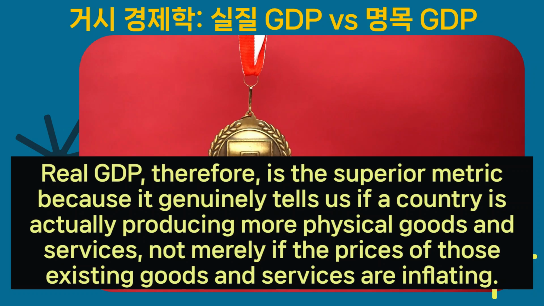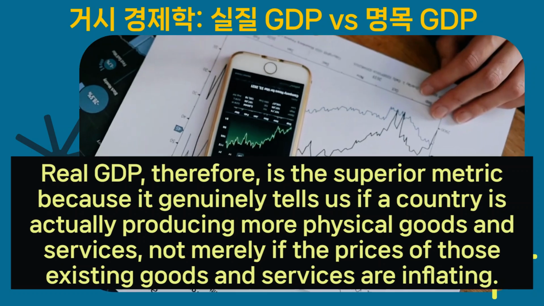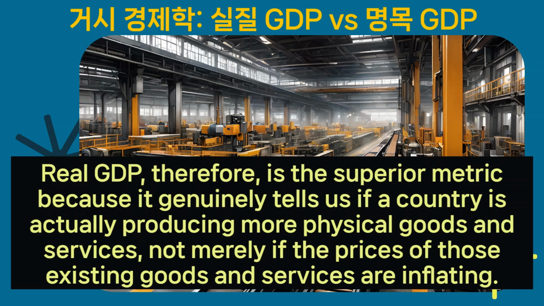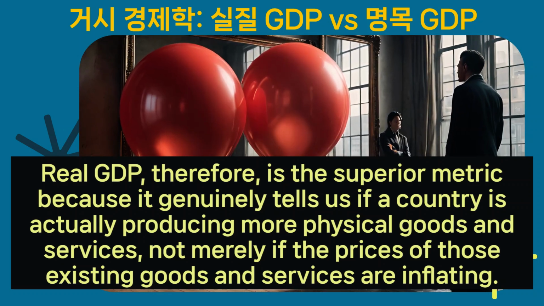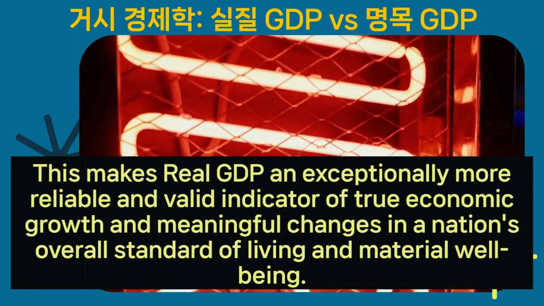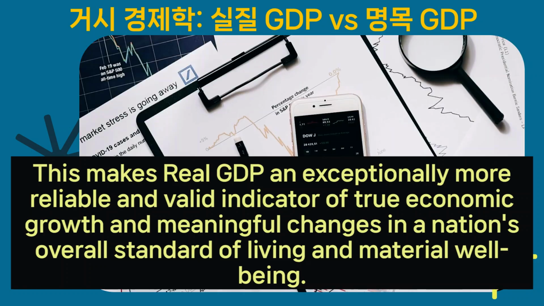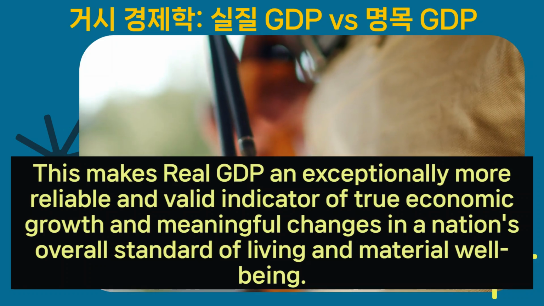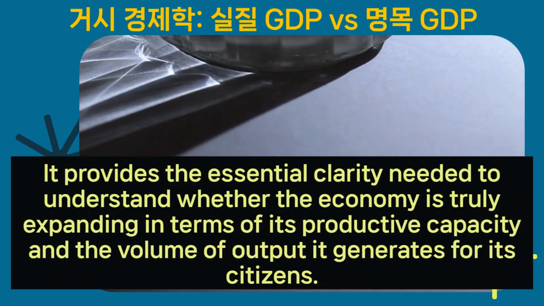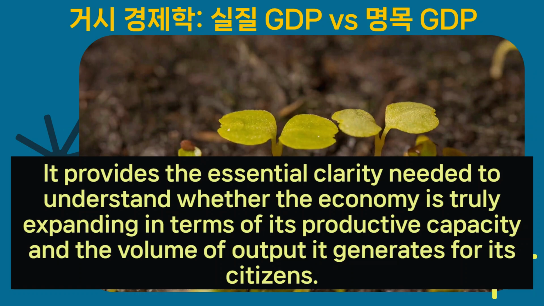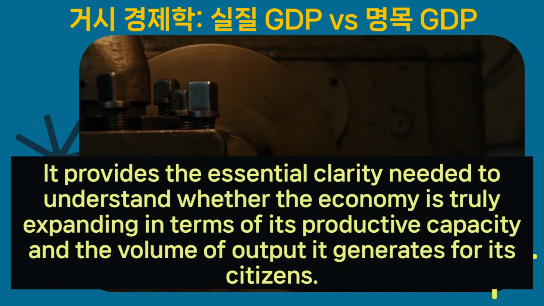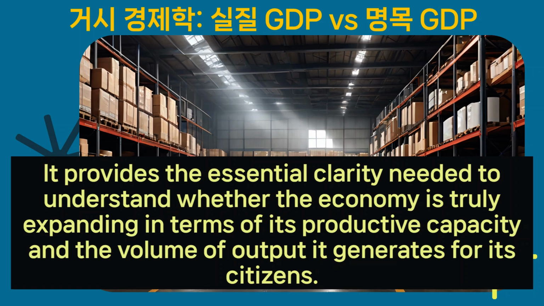Real GDP, therefore, is the superior metric because it genuinely tells us if a country is actually producing more physical goods and services, not merely if the prices of those existing goods and services are inflating. This makes real GDP an exceptionally more reliable and valid indicator of true economic growth and meaningful changes in a nation's overall standard of living and material well-being. It provides the essential clarity needed to understand whether the economy is truly expanding in terms of its productive capacity and the volume of output it generates for its citizens.